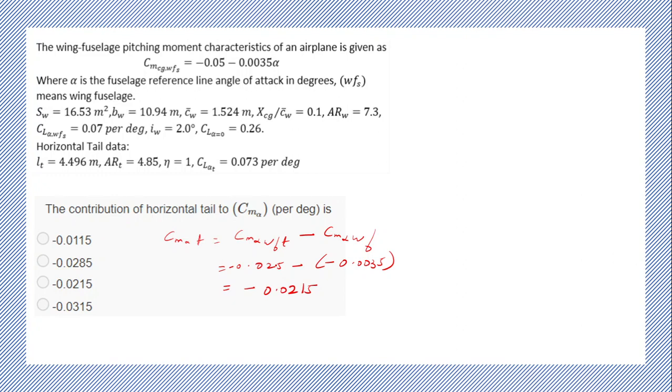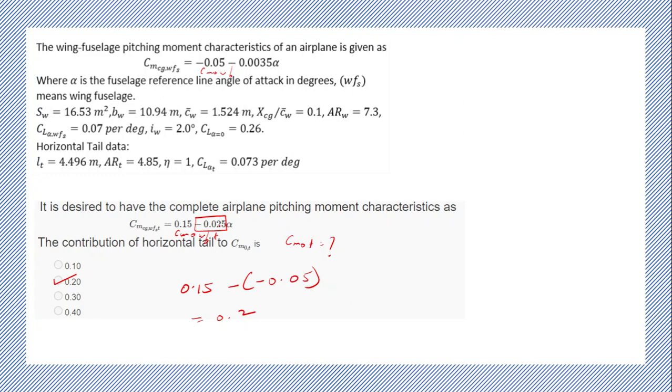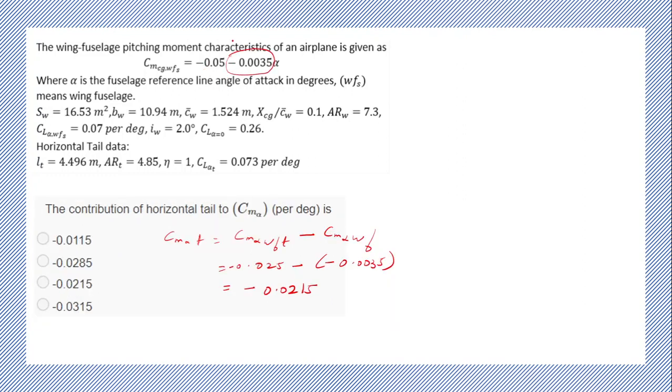What we can see from here is that the wing fuselage combination, the overall combination, the complete combination and just the tail, they are all contributing towards stabilizing, right? The wing fuselage combination also has a negative slope. The overall CM alpha is negative. It has to be negative for a stable aircraft. But the wing fuselage itself is giving you a negative CM alpha. And therefore the tail is also negative. So they are all stabilizing as far as the pitching moment is concerned. Okay.